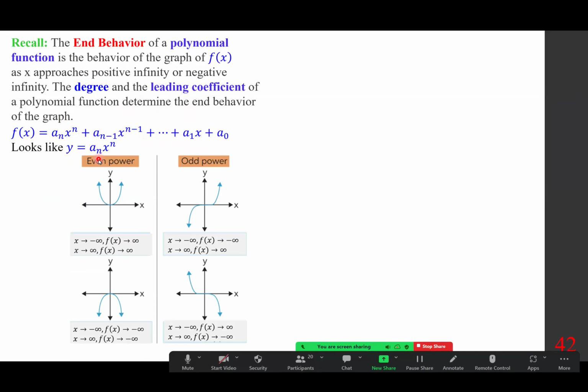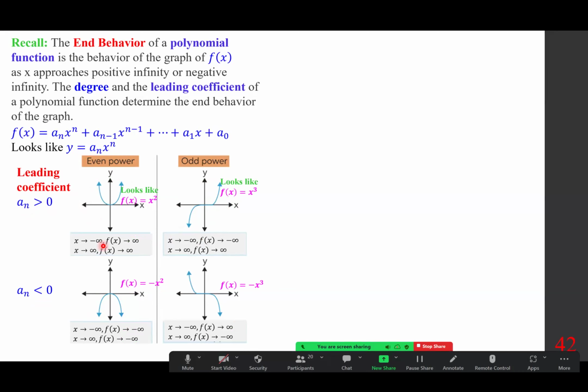So what happens is that if it's an even power and a sub n, the leading coefficient, is positive, it looks like that. If it's an odd power, it looks like that, meaning the end behavior looks like y equals x squared or y equals x cubed, depending upon the value of a sub n. If it's negative, it looks like minus x squared, and minus x cubed in the case of an odd power.